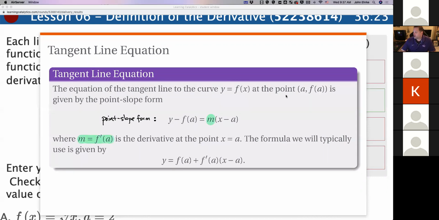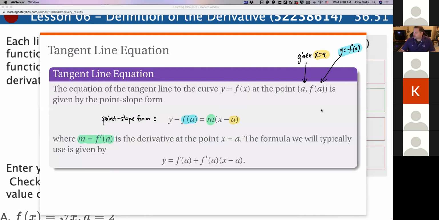So I will be given, right? On these problems, you're given the x value, which is a, and you're given the y value, which is f of a. Both of those come into the formula here and here.